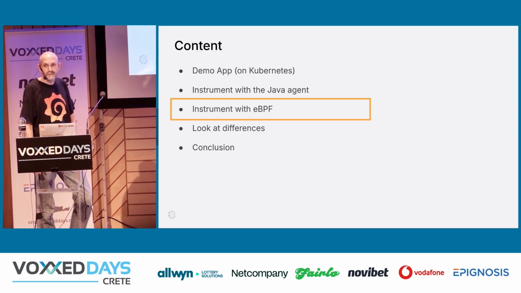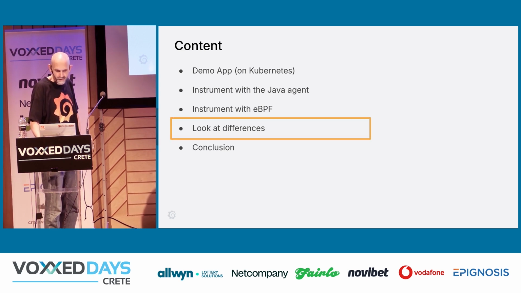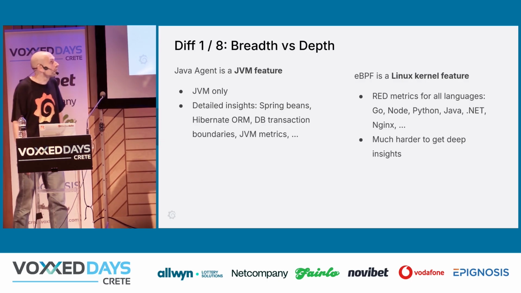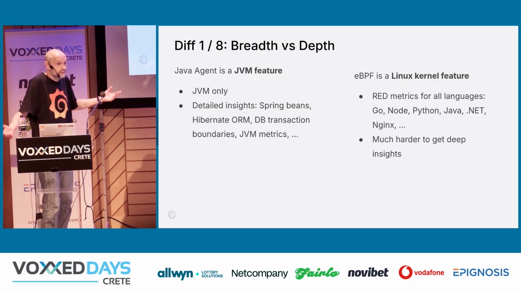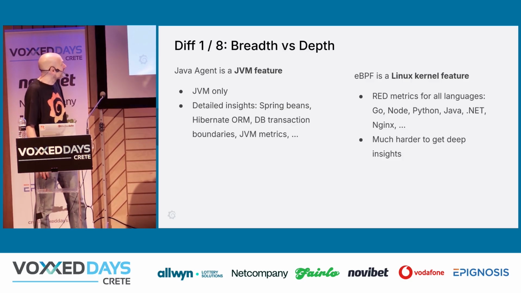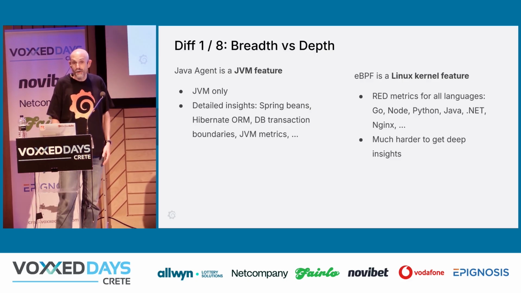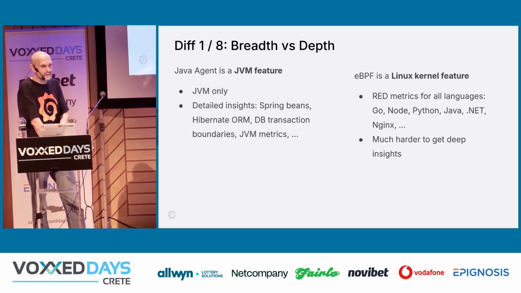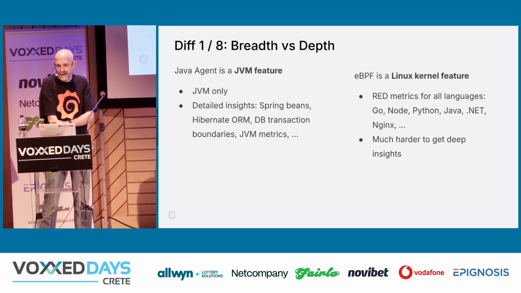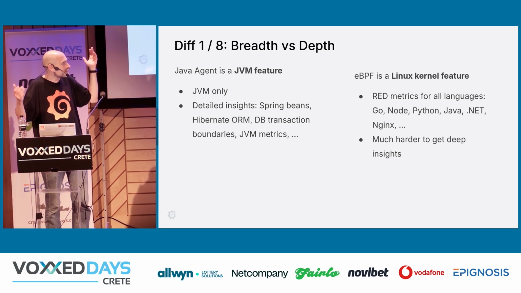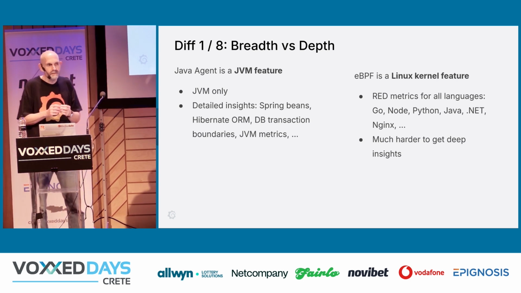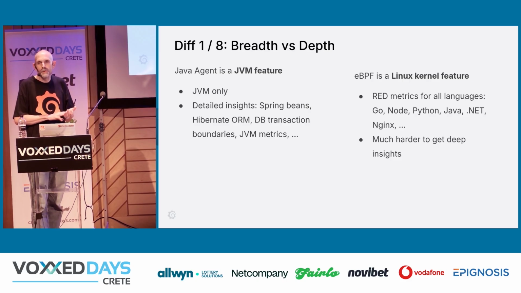So now, this was a quick overview of how Java agents look like and how eBPF looks like. In the rest of the talk, we are going to look at differences. The first one is obvious, which is that the Java agent is a JVM feature that only works on JVM applications. In my demo, as you have seen, I also have a little Node front end. And of course, there the Java agent doesn't help, right? eBPF is a Linux kernel feature, and it works independent of the framework and programming language. You can have Go applications, Node, Python, Java, .NET. Like we are currently doing with these RED metrics. I think there is no language or framework that we are aware of where this wouldn't work.